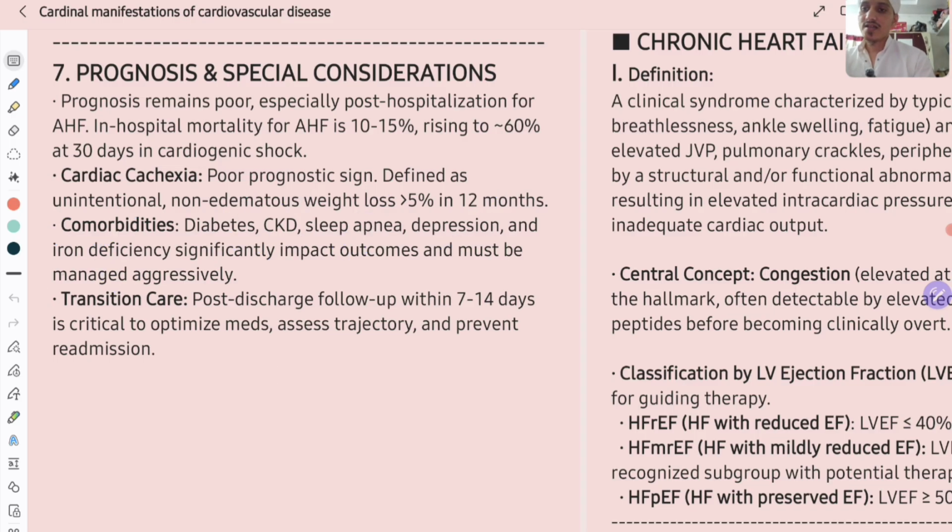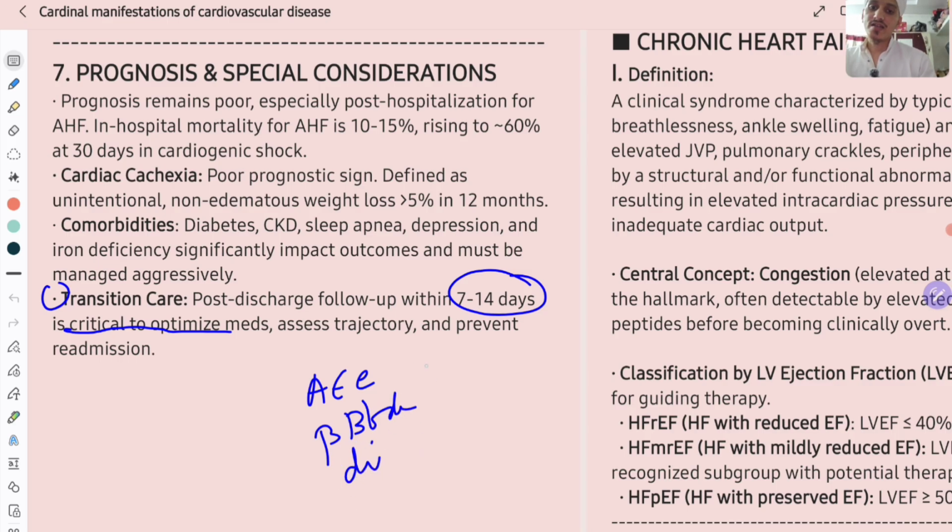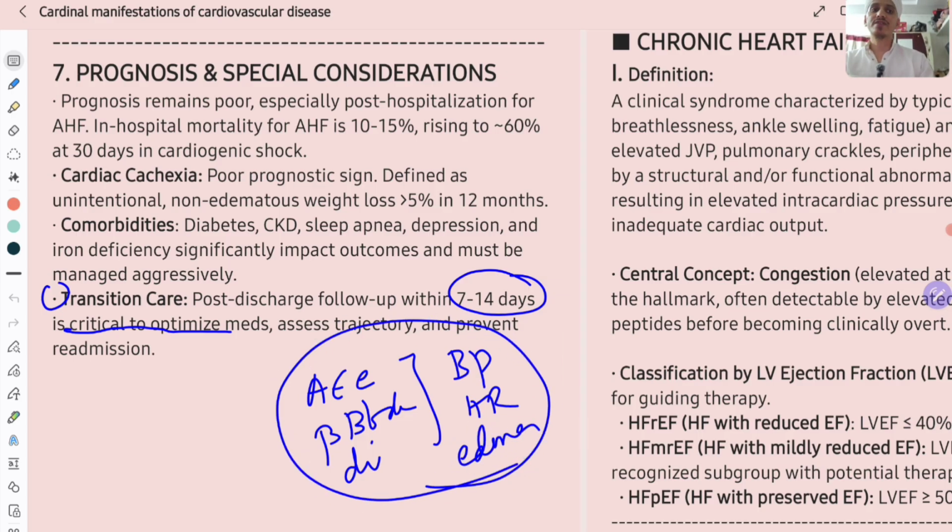Okay. Transition care. Post discharge, following up the patient within 7 to 14 days is critical to optimize medications. So you will increase the dose of ACE inhibitors, beta blockers and diuretics according to the patient's BP, heart rate and edema. All these things you will optimize by calling the patient every 15 days. Okay, so that's all about acute heart failure.